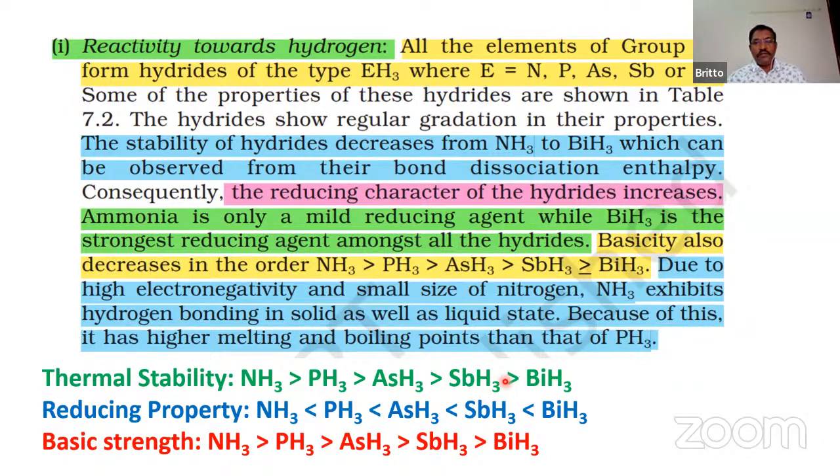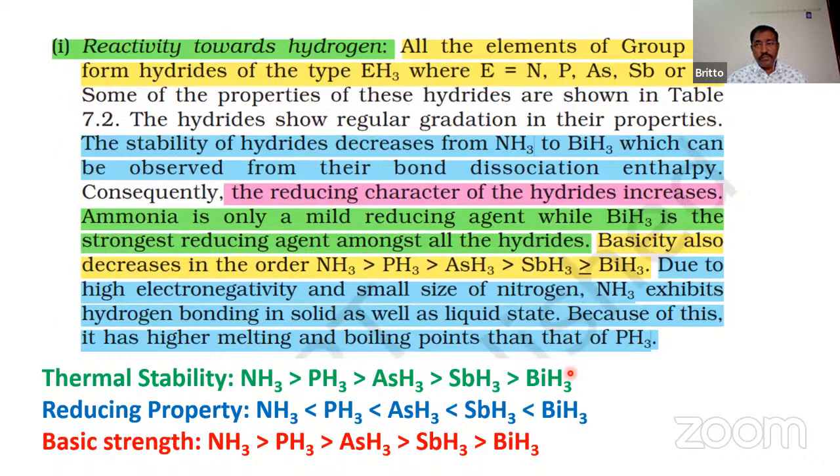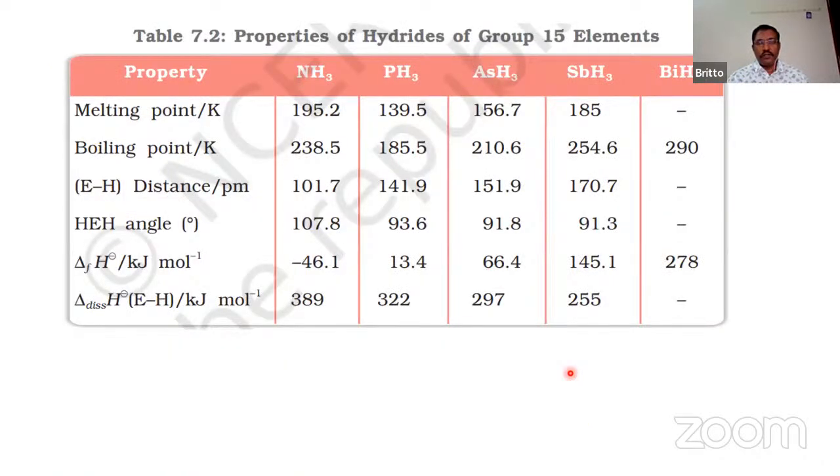So I have given that thermal stability decreases from NH3 to BiH3 because of the bond dissociation enthalpy. The bond dissociation enthalpy is given at the last. If you look at this, the dissociation enthalpy of the N-H bond is 389, P-H bond is 322 kilojoules per mole, arsenic-hydrogen bond is 297, and antimony is 255. So bond enthalpy keeps decreasing. Sometimes questions can be given like this: N-H, P-H, As-H, Sb-H, Bi-H, bond enthalpy decreases in the order. So bond enthalpy decreases.